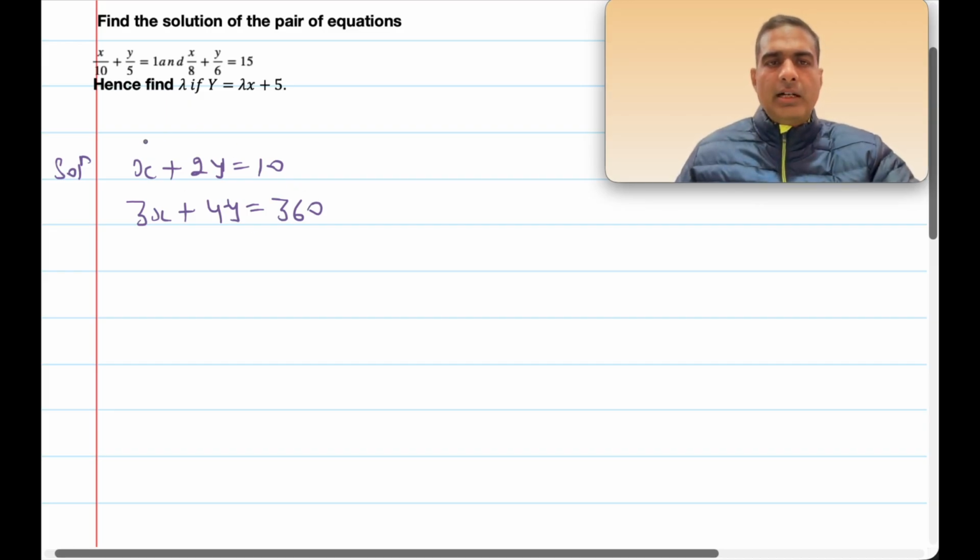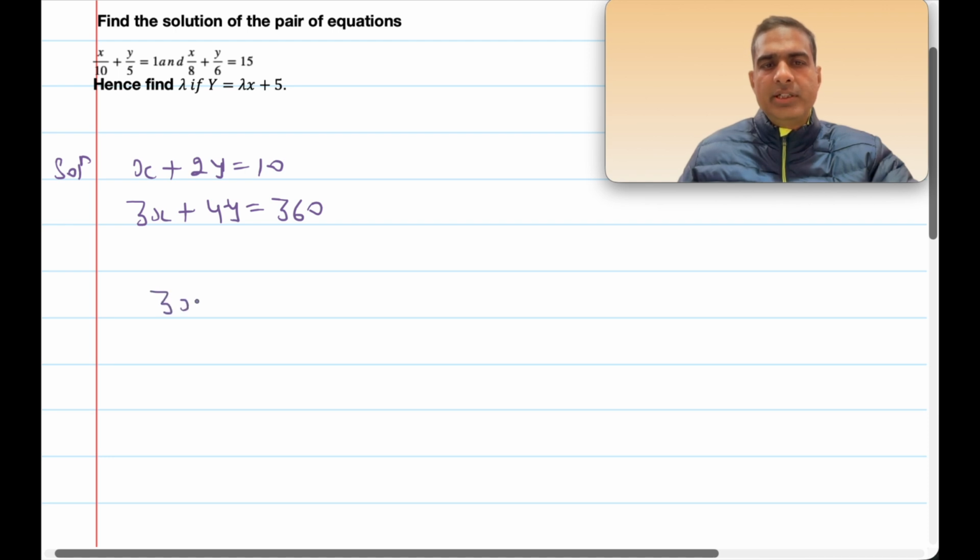Now our original equations turned into the equations with which we were dealing in the previous problems. Now I have to make the coefficient of any one of the variables x or y equal, and we will be using the elimination method to solve this question. Now the coefficient of x in the first equation is 1 and 3 in the second equation. So we will be making the coefficient of x 3 in the first equation. So for that, let's multiply the first equation by 3.